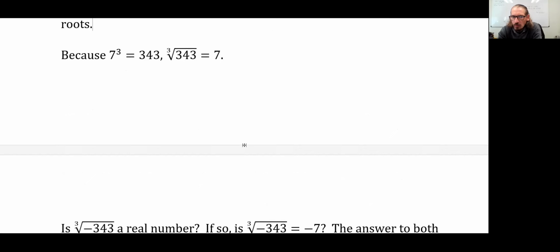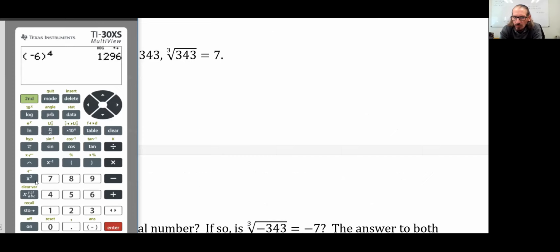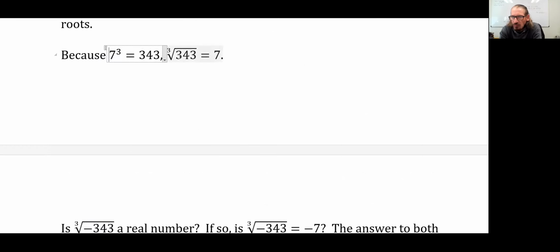As for the cube root or third root of 343, that's 7 because of this. You could check that on the calculator with 7 cubed. Is that equal to 343? It sure is. So vice versa, the cube root of 343 is 7.